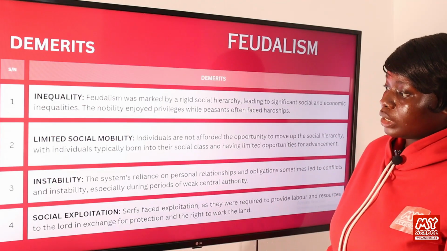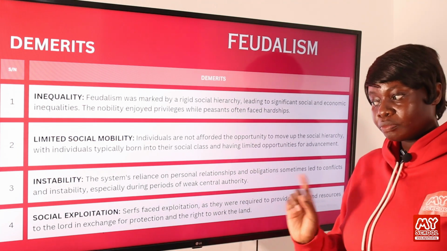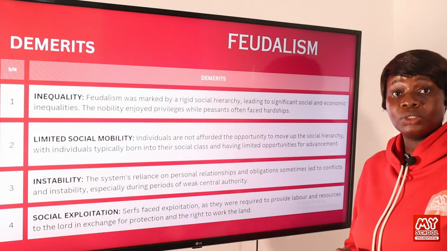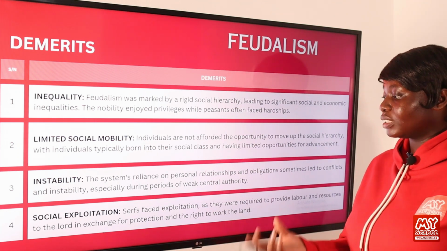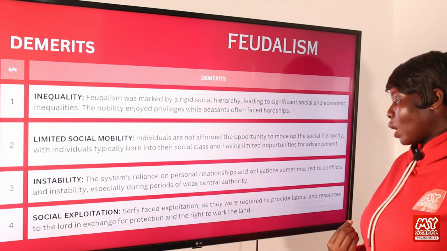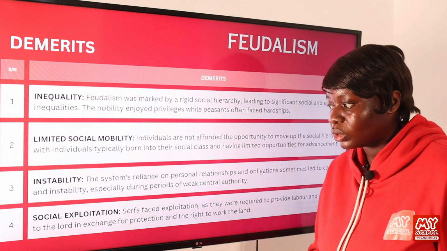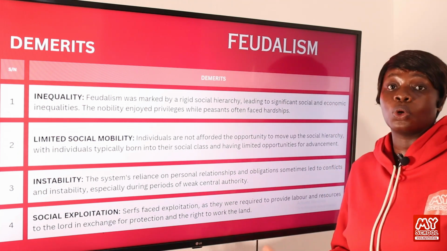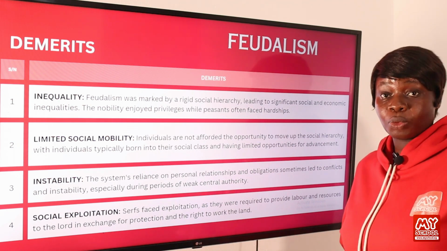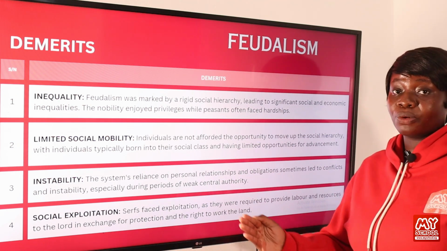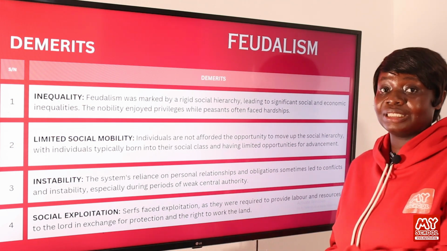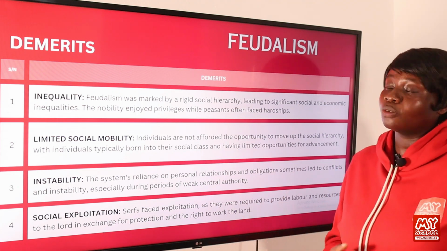And that demerit of feudalism is social exploitation. The serfs, those people beneath the social structure, faced exploitation as they were required to provide labor and resources to the lord in exchange for protection and the right to work the land. So they were being exploited and they couldn't rise above that, so they had to continue doing that till they die. So those are the demerits of feudalism.